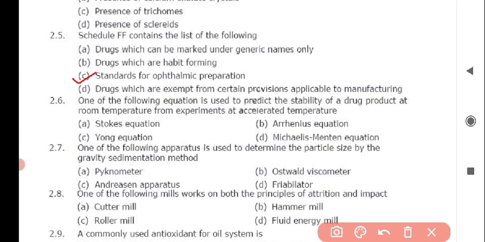Next question: which one of the following equations is used to predict the stability of a drug product at room temperature from experiments at accelerated temperature? The correct answer for this question is option B, Arrhenius equation. Next question: which one of the following apparatus is used to determine the particle size via the gravity sedimentation method? The correct answer for this is option C, Anderson apparatus.